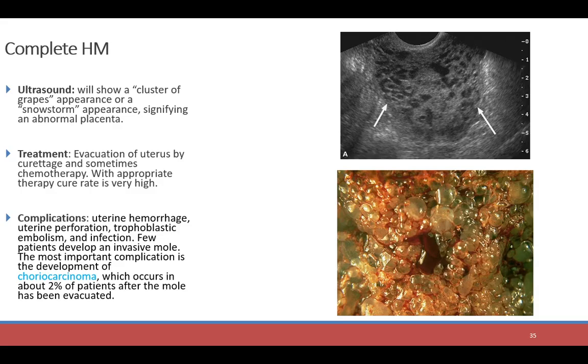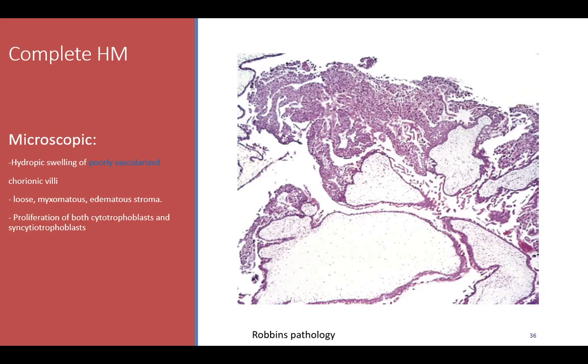In partial moles, do we also see the uterus distended? Yeah, of course, with the fetus. We always evaluate how we diagnose it by evaluation. So in complete mole, everything is exaggerated. We see huge villi, edematous, a lot of edema in the villi, and there is an absence of blood vessels.